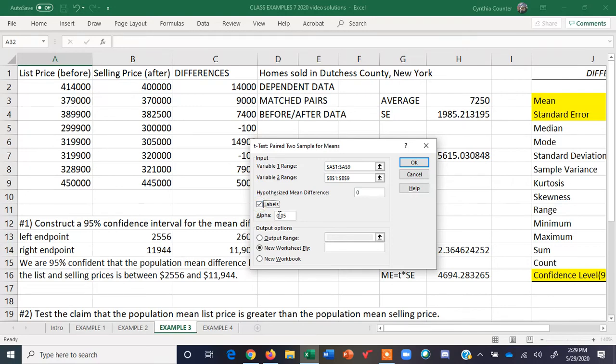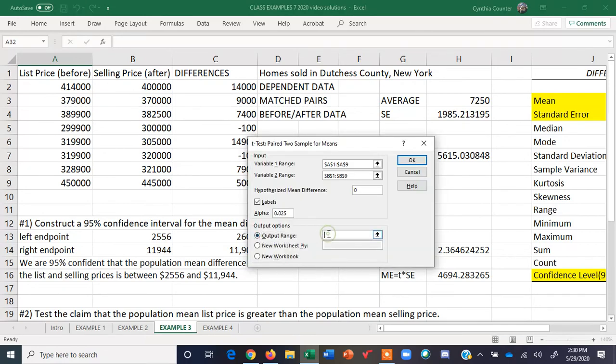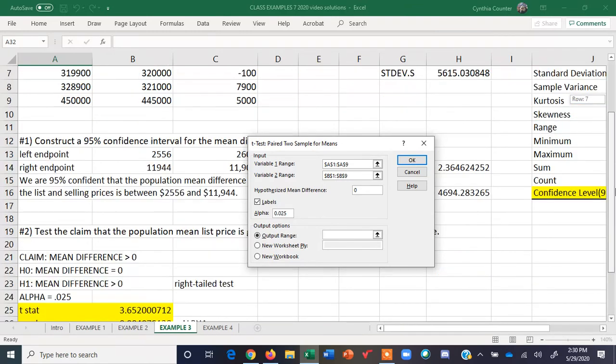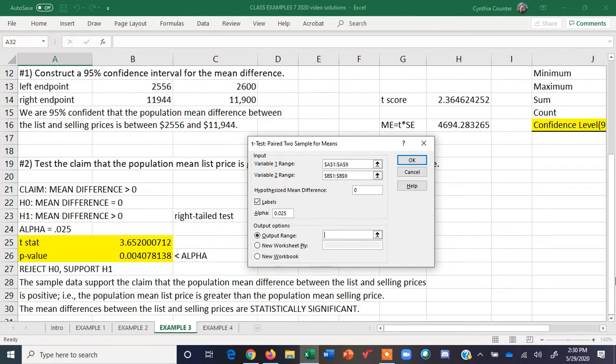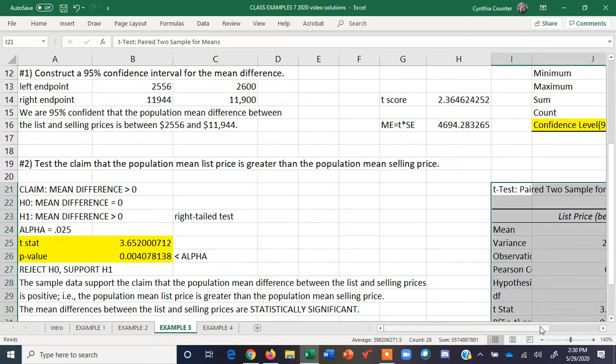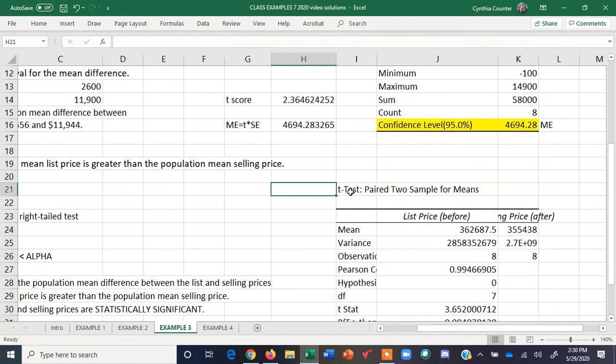I have labels, and I'm using an alpha of 0.025. My output range, I will put below my previous test. No, actually, I'll put it on the side here. Let's just put it right here in I21. Okay, and here's what we get. So here is our t-test paired two sample for means.